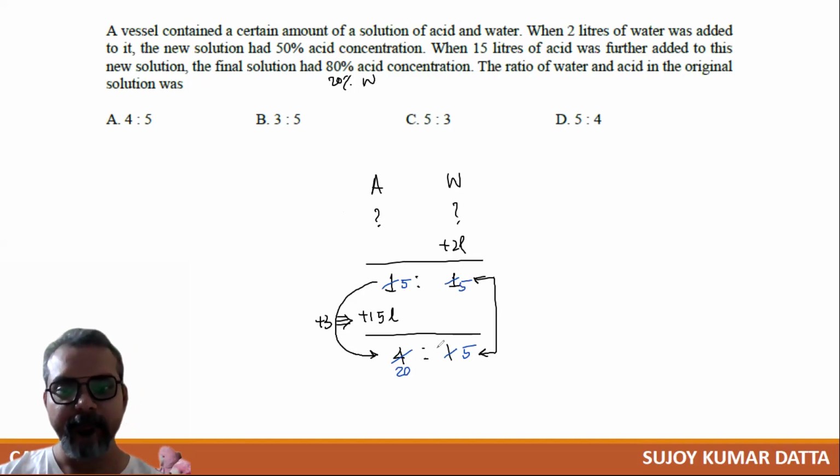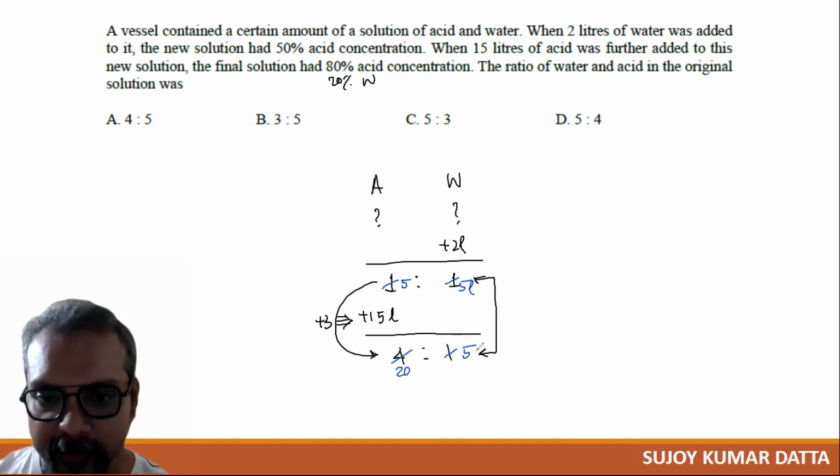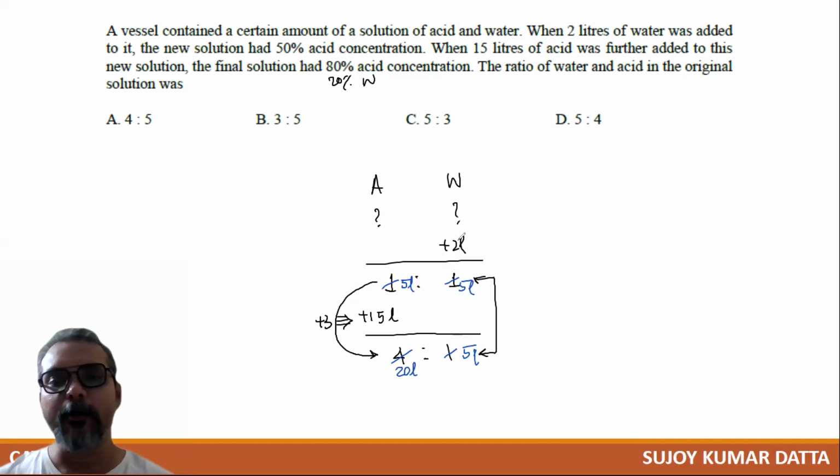That's the idea. Now the fact that this is 5, these are actual liters, right? This is actual 5, which you obtained by adding the 2 liters. So that means initially it must have been 3 liters. There was no change in the acid quantity here. So that's 5 liters.